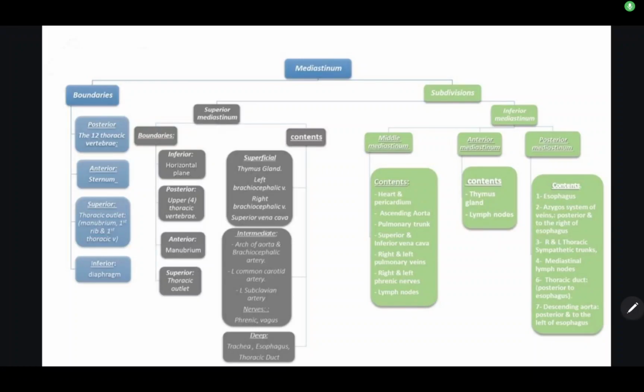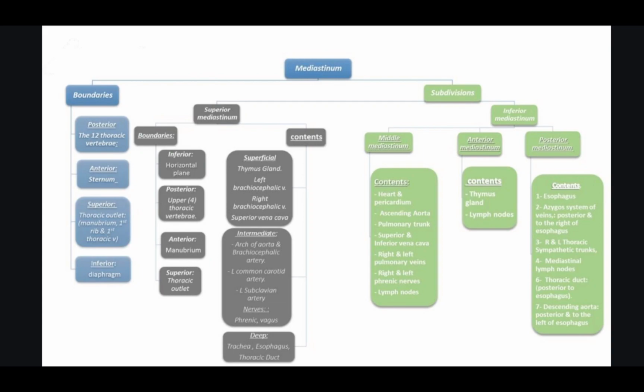Hello guys, today we are discussing an important topic of thorax, that's mediastinum. So let's get started. Mediastinum is divided into two groups, boundaries and subdivisions. So start with boundaries. The posterior boundary of mediastinum is the 12 vertebrae of thorax.